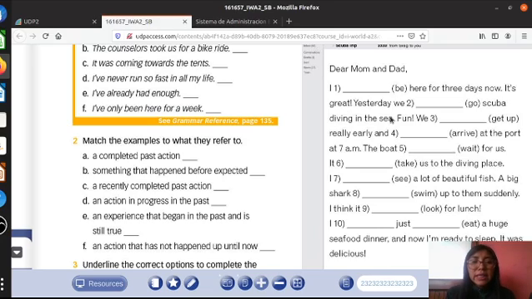It is great. Yesterday we went scuba diving in the sea. In this case we use past simple because that is a finished action in the past. Porque eso nos muestra una acción en el pasado, una simple acción que finalizó en el pasado. We get up really early and arrive at the port at 7 p.m. Okay, that is the same. Estas son acciones pasadas, acciones completadas. Por lo tanto, we got up really early and arrived at the airport at 7 a.m.